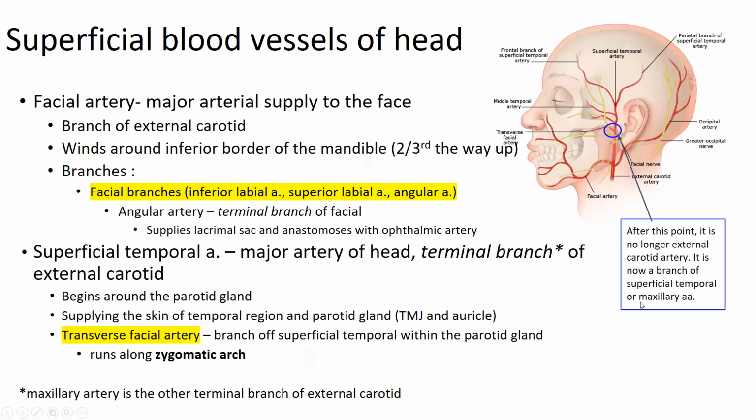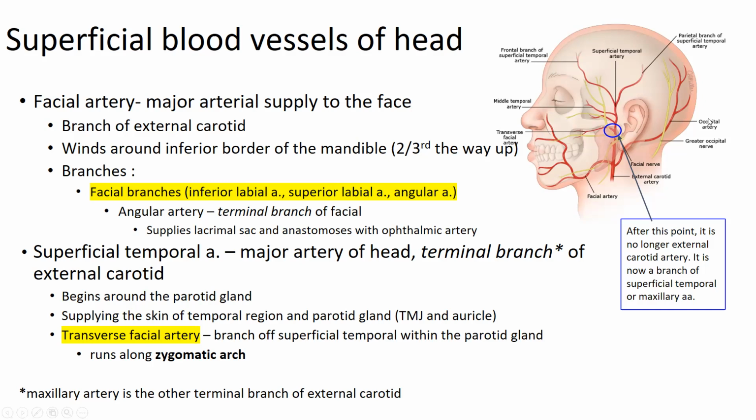So facial artery is going to be the big blood supply. It's a really spindly looking thing, kind of wide, like winds through the face. It's about 2/3 of the way up the mandible. So if you're trying to find a facial pulse, go 2/3 up and it's going to be about right there. And then it branches off into the inferior labial, below your lip, superior labial, above your lip, and then angular, which goes up to your nose. And if they ask, what's the terminal branch of the facial artery, the angular artery is the answer to that. And so that's going to be right here, going up by the nose.